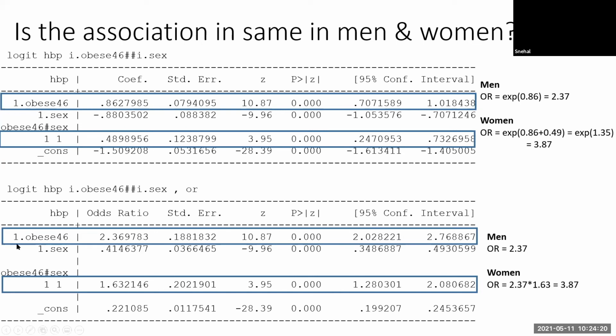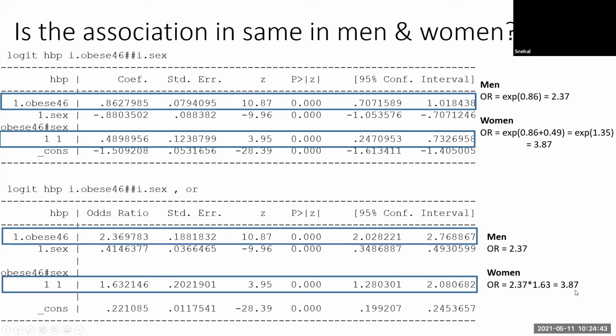So the odds ratio for high blood pressure in men comparing obese to non-obese just drops out of the equation. It will be 2.37. And then the odds ratio for women is going to be this, and this extra bit because you're obese in a woman. But now you're not adding it. You have to multiply them, multiply the odds ratios together.